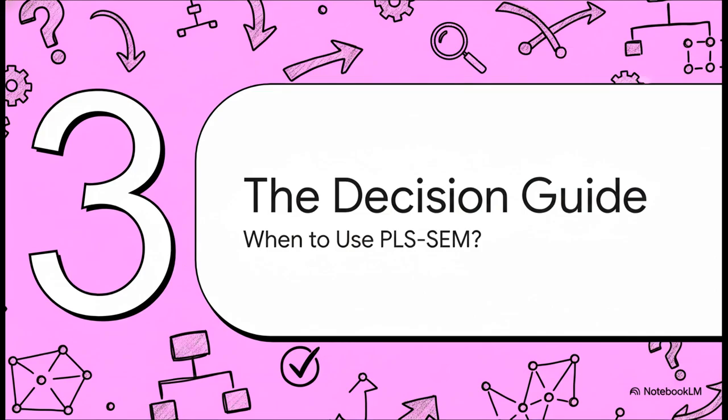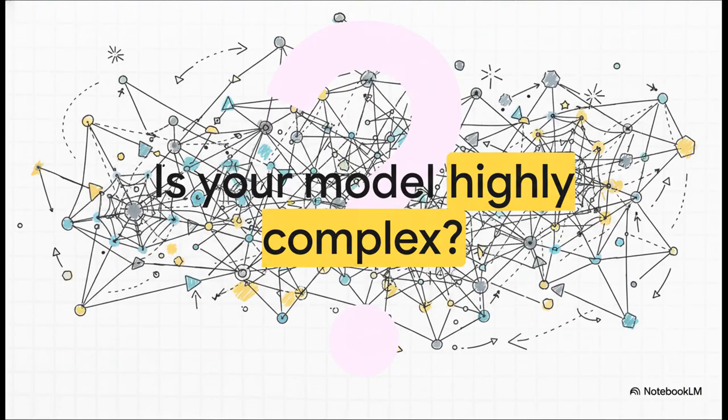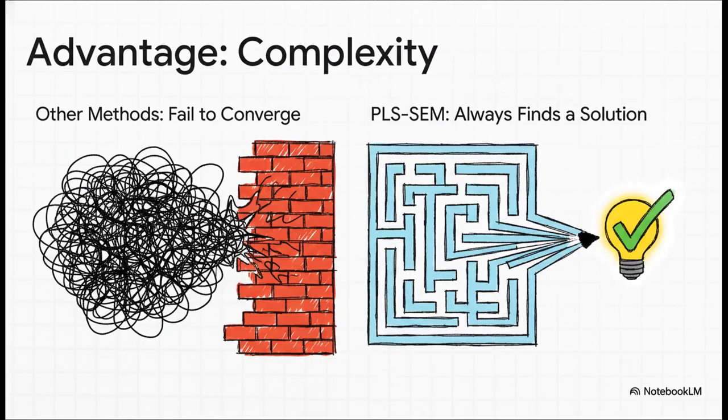Right, so with that foundation, let's get practical. Let's get down to the brass tacks. Here is a clear decision guide, basically a checklist you can use to figure out if PLS SEM is the right move for your project. First things first, ask yourself this. Does your theoretical model look like a tangled web? Are there just a ton of variables, a ton of indicators, and all these arrows connecting everything all over the place? If you answered yes, then PLS SEM has a massive advantage.